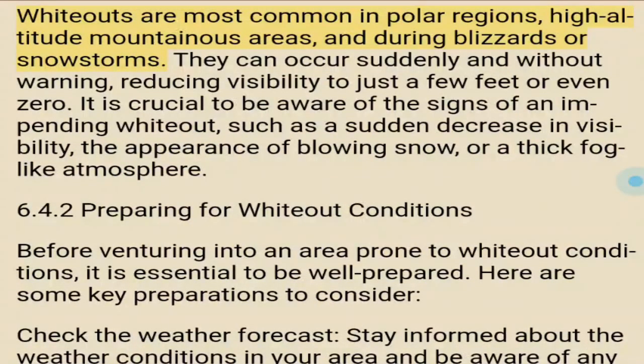Whiteouts are most common in polar regions, high-altitude mountainous areas, and during blizzards or snowstorms. They can occur suddenly and without warning, reducing visibility to just a few feet or even zero. It is crucial to be aware of the signs of an impending whiteout, such as a sudden decrease in visibility, the appearance of blowing snow, or a thick fog-like atmosphere.